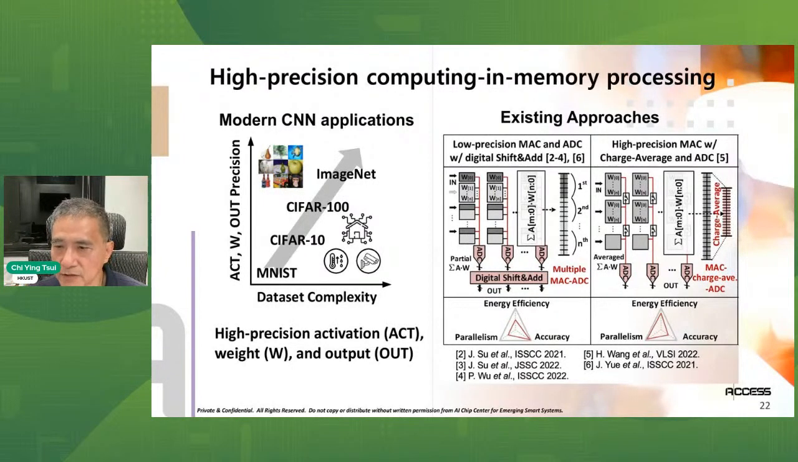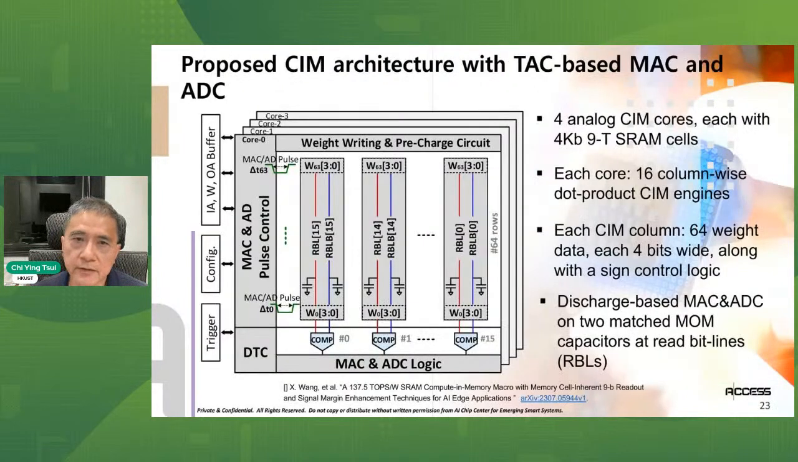The energy efficiency, however, depends on the number of bits of the ADC. If you're looking for better energy efficiency, you cannot use a high number of ADC bits, but then you will lose accuracy because the ADC output resolution is not high. So we want to achieve good energy efficiency, high accuracy, and also parallelism. Therefore, we propose to extend our time-based MAC for the binary neural network to support multiple-bit weights.